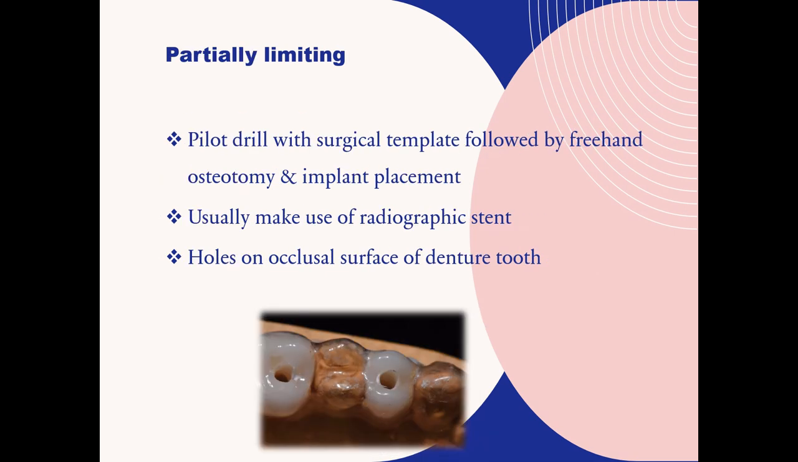One is the partially limiting design, which incorporates a guided sleeve or a slot that allows for angulation of one drill size, that is usually the pilot drill. And once the pilot drill is completed, then the osteotomy and implant placement is done freehand. And in this technique, usually we make use of a radiographic stent, which is then converted into a surgical guide template. So the placement accuracy depends upon the operator. And here holes are placed on the occlusal surface of the denture tooth, which are used as slots.